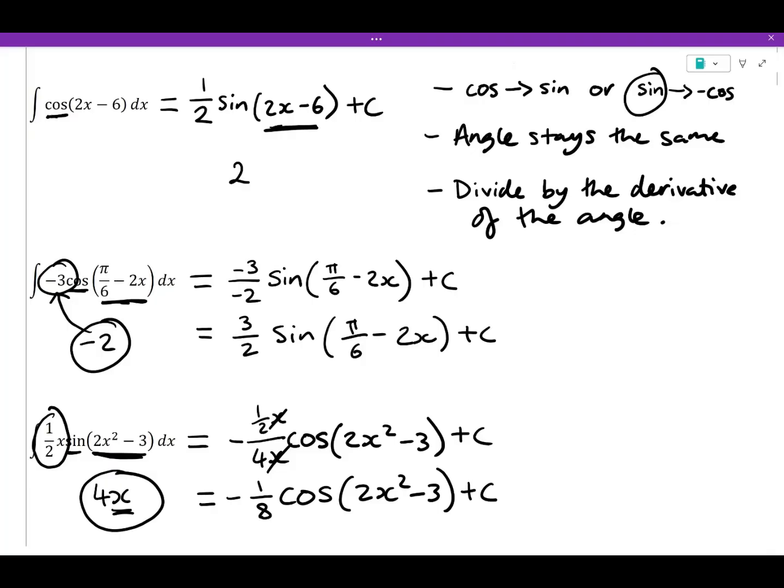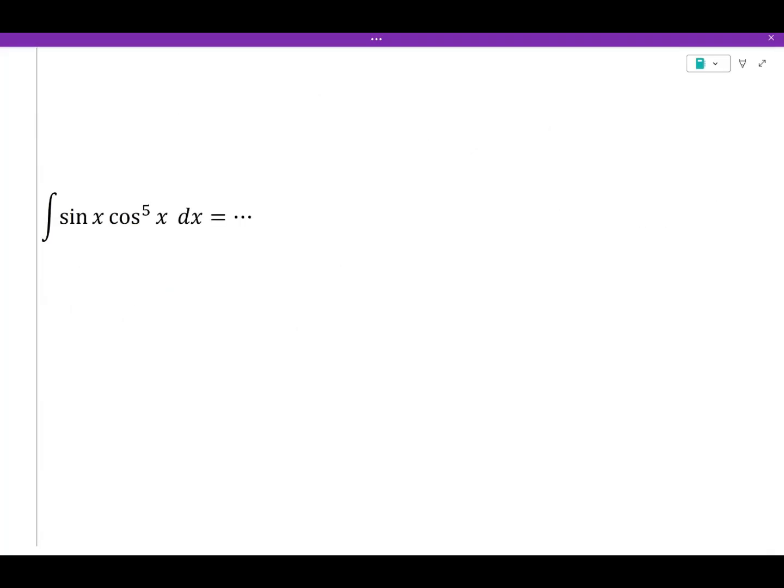Let's have a look at a more challenging question. So let's look at our final scenario involving sine and cosine. So we have sine to the power of 1 multiplied by cosine to the power of 5. Okay, the angles are the same. If the angles were different, it would be far more complicated. Now, what I'm going to do is rewrite this. Okay, I'm going to rewrite it in a slightly different format, which might clear up what we need to do.